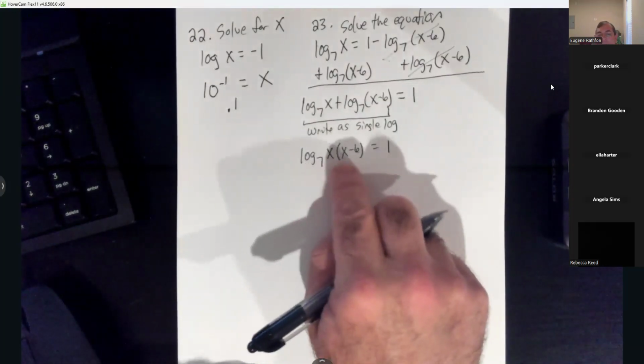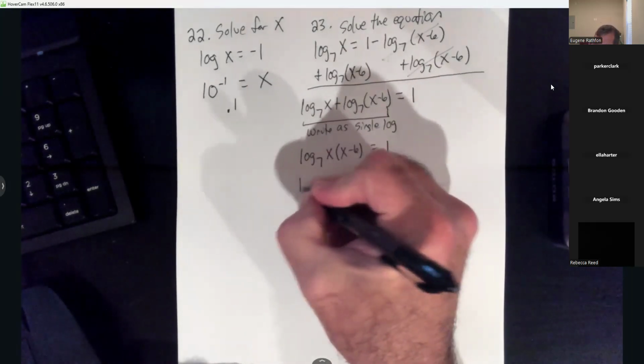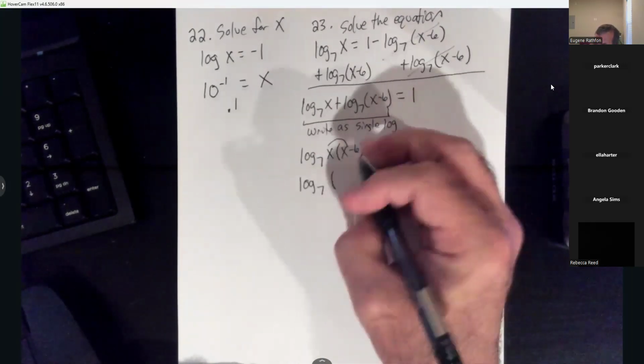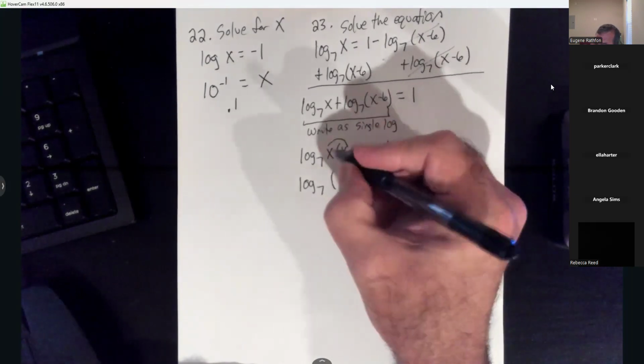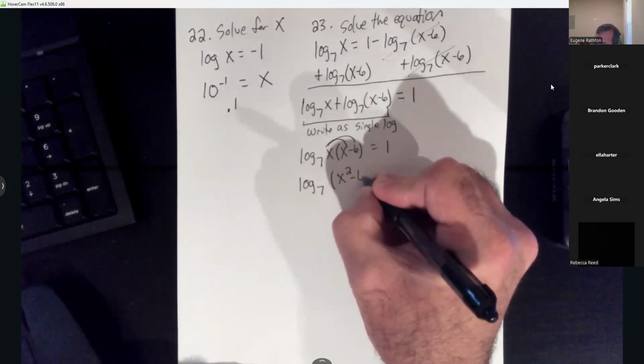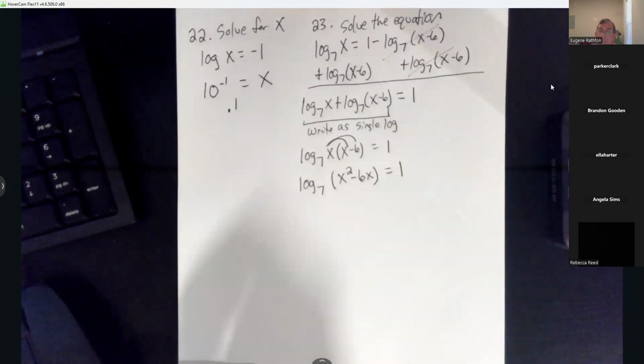And if you remember when I did these, I actually multiplied out that product. So I'm going to have my log base 7 of x times x, which is x squared, and x times -6 is -6x, all equal to my 1.